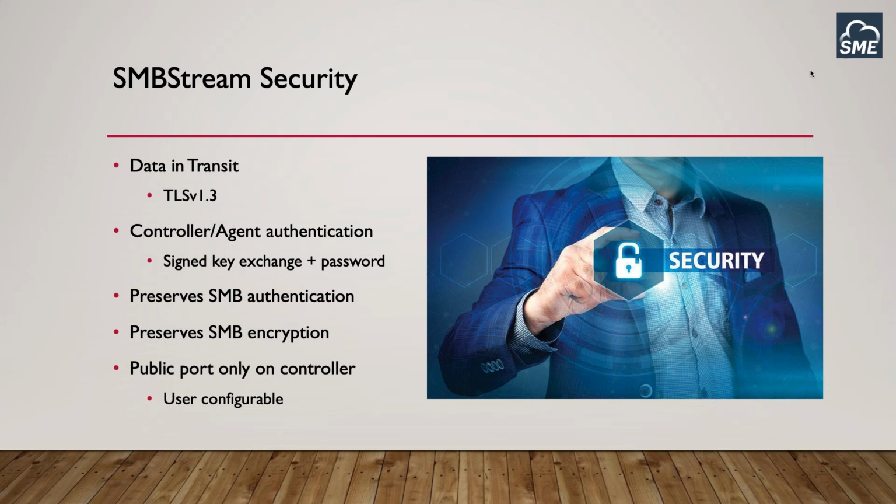So you can go out and check to see if your Cisco firewall is currently encrypting data in transit with TLS version 1.3. 1.3 is the newest, it's the greatest, it's the strongest out there. It should be replacing 1.2 in a few years. SMB Stream only uses TLS 1.3 for data in transit.